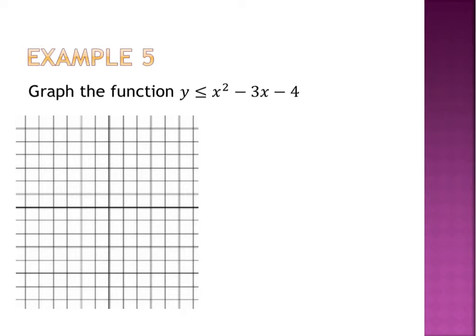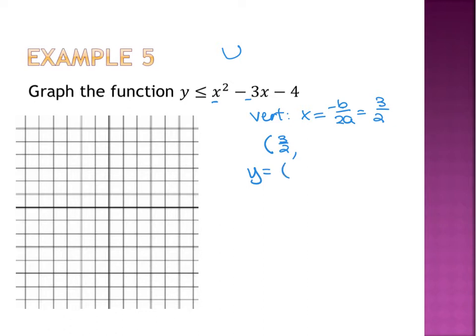So for example 5, it says to graph the function y is less than or equal to x squared minus 3x minus 4. So right away, because I have a positive x squared, I know I'm going to have a U-shaped graph. I'm going to look for my vertex. I'm going to find the x coordinate by taking the opposite of b and dividing it by 2a. So in this case, it's the opposite of a negative 3, or a positive 3, divided by 2 times 1, which is 2. So my x coordinate then is going to be 3/2, and then I'm going to plug that 3/2 in for x and solve.